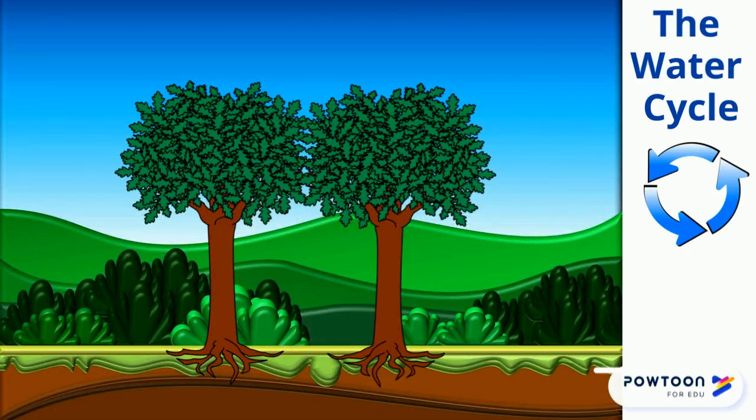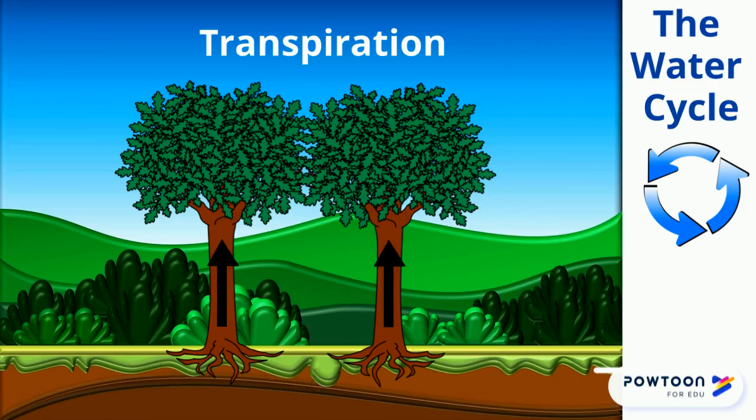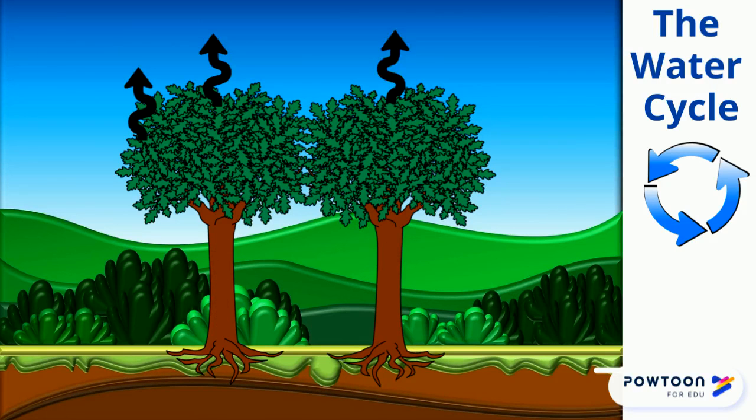Did you know that plants can evaporate water through their leaves? This process is known as transpiration. Plants absorb water through their roots from precipitation, where it's pushed upward toward their leaves for photosynthesis. Extra water exits the leaves as water vapor or gas.